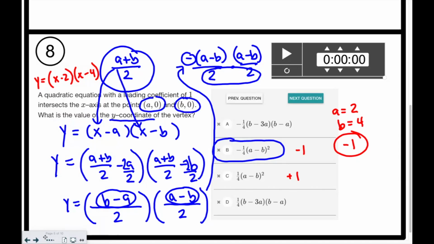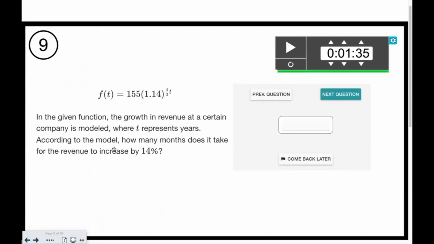Okay, if we're good with that, let's take a look at number 9. Okay, this one's a tough problem, but it doesn't have a lot to do. So this is your typical hard SAT problem, where there's not a lot of work. You just have to know what to do.